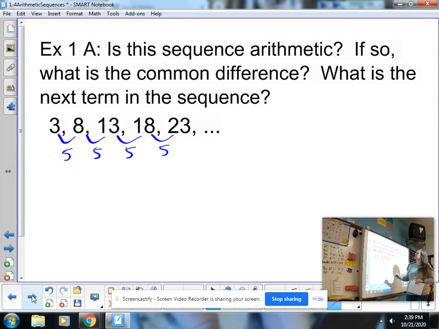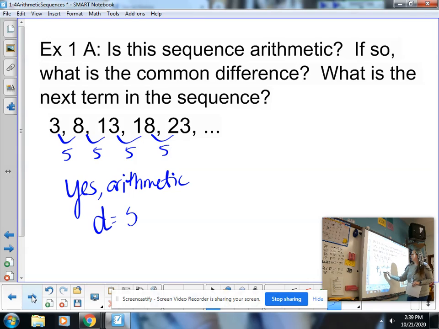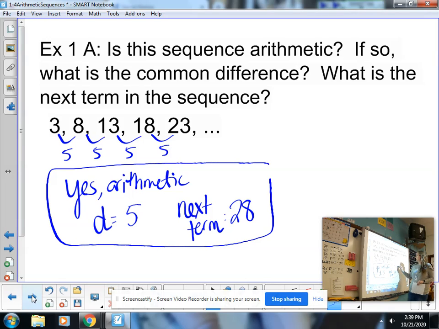That is consistent. So yes, this sequence is arithmetic. The common difference, that's that lowercase d, is 5. That's whatever you were adding or subtracting to get to the next term. The next term in the sequence, if I add 5 to the last term, would be 28. So all three things there would come into play with this particular question.